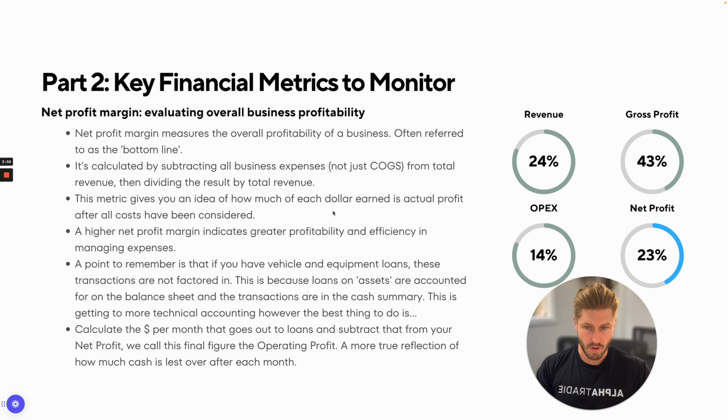A point to remember, though, is that if you have vehicle and equipment loans, these transactions are not factored into your profit and loss statement and your financial forecast. This is because loans on assets are accounted for in the balance sheet and the transactions are in the cash summary. This is getting a little bit more technical accounting. However, the most important thing to know is calculate your cost per month that goes out to your loans and subtract that from your net profit. And then we call that the operating profit. This is a more true reflection of how much cash is left over after each month.